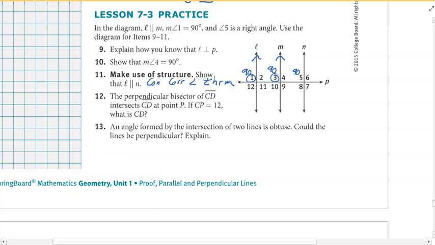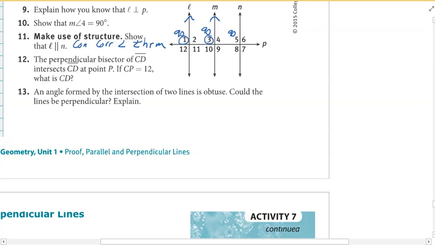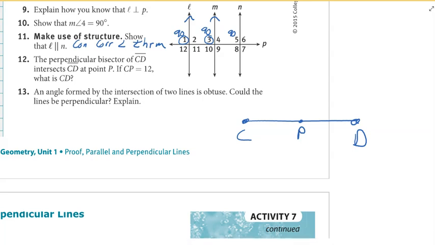For number 12, it looks like we can use a different diagram here, so let's have some room. The perpendicular bisector of CD intersects CD at point P. So here I have a segment CD. The perpendicular bisector intersects at point P. If CP is 12, what is CD? I don't know if this is a line or ray or what. You can draw something there, it doesn't matter. But it says perpendicular, so I guess I should draw it perpendicular if nothing else.